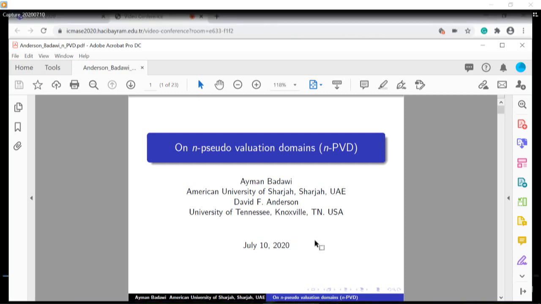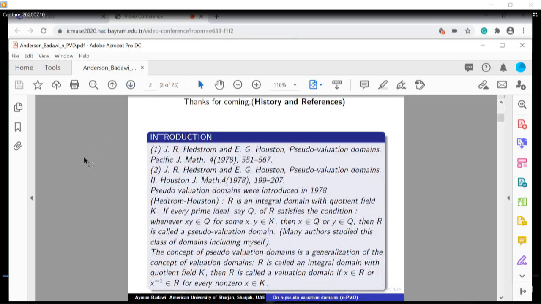This talk is about generalization of valuation domain, and the title of the talk is on pseudo almost valuation domain. This is by Ayman Badawi and my colleague and friend David Anderson. And I will get to it.